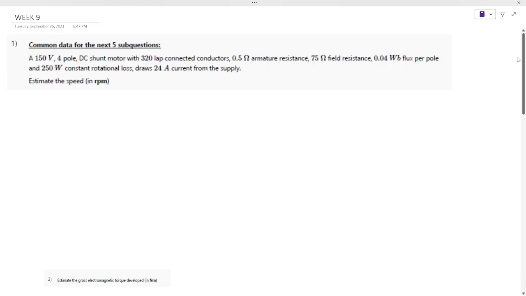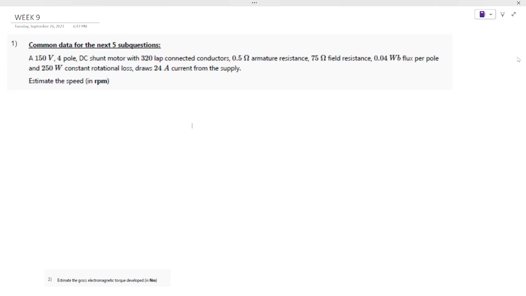So they have given a question of a 150 volt, 4 pole DC shunt motor with 320 lap connected conductors, 0.5 ohm armature resistance, 75 ohm field resistance, 0.04 Weber flux per pole and 250 watt constant rotational loss, which draws 24 ampere current from the supply. Under such conditions, estimate the speed in RPM.